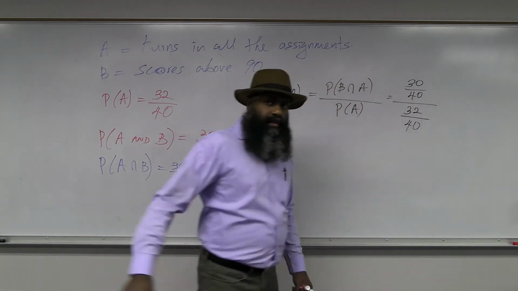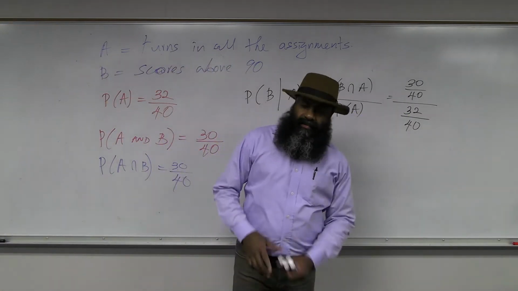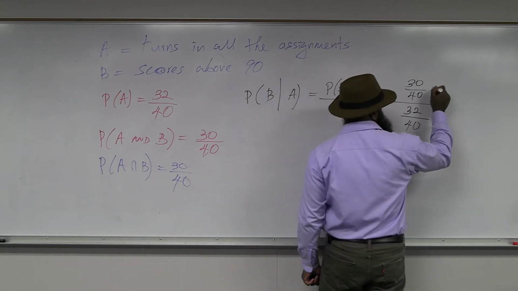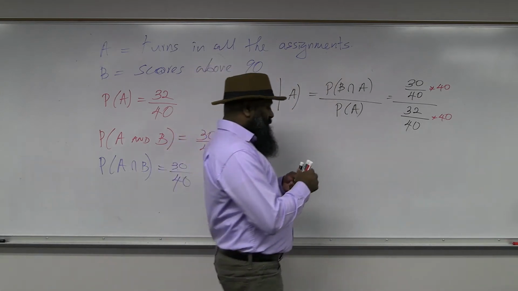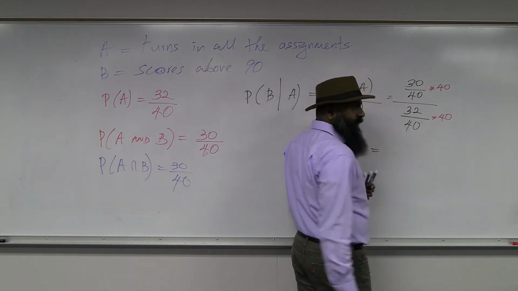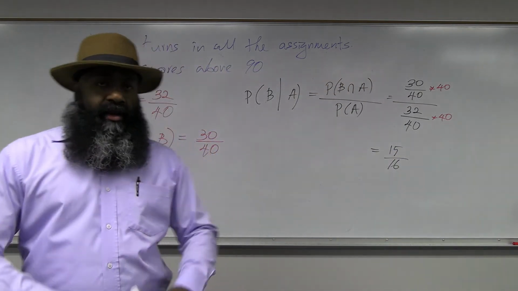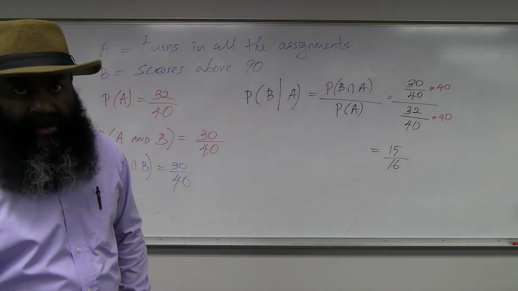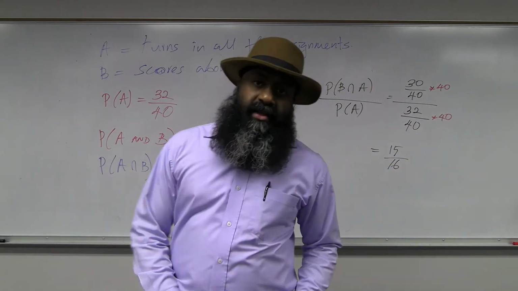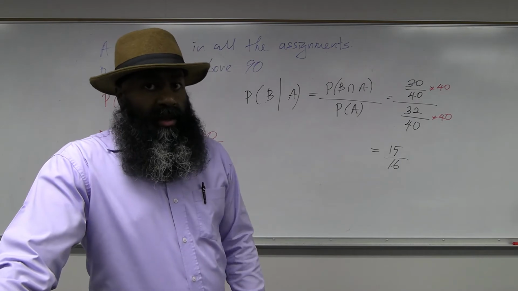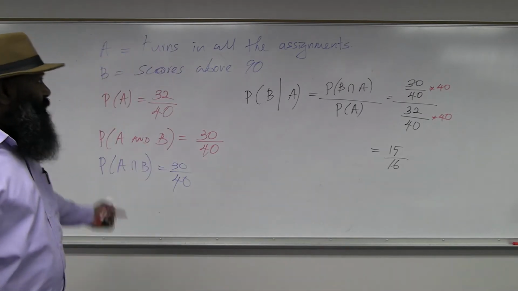Now, do you know how to simplify that? There are fractions, and you can multiply by the common denominator, which is 40. You can multiply both top and bottom by 40. And then you get the answer, 30 divided by 32, which can be simplified and written as 15 over 16. And I accept decimals as well. If you don't like to do the fraction simplification, that's completely fine. Just use your calculator and obtain the answer up to the fourth decimal. Okay, good. That's how you can answer that question.